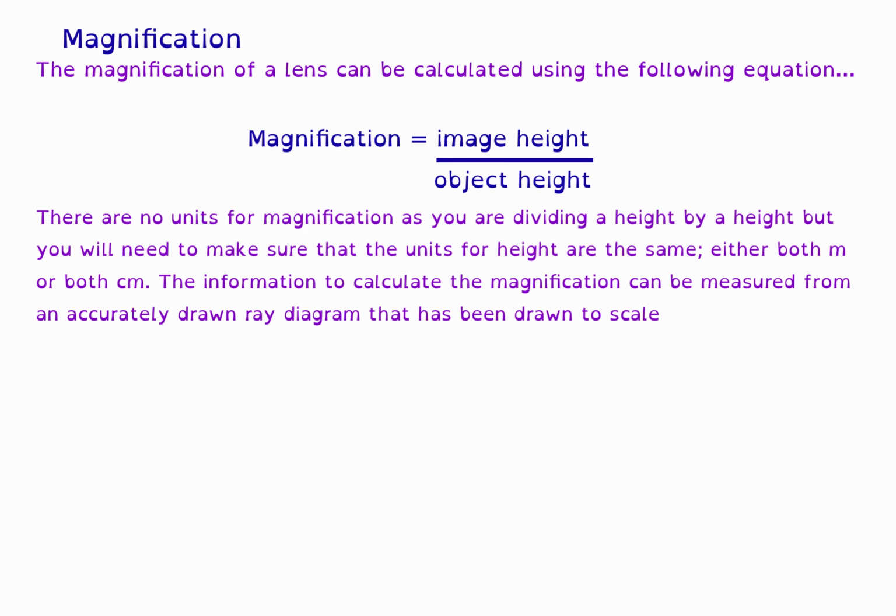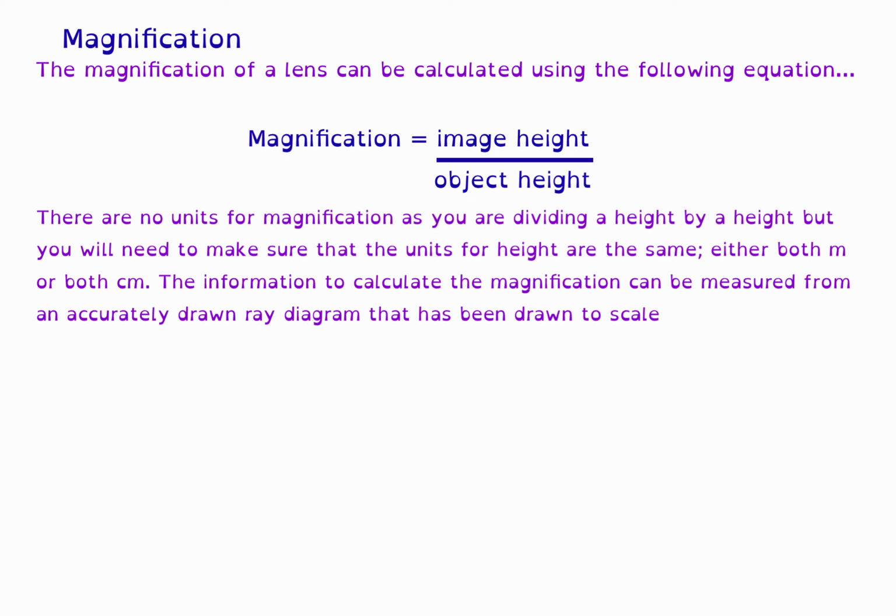The magnification of a lens can be calculated using the following equation. Magnification equals image height divided by the object height. There are no units for magnification as you are dividing height by height, but you will need to make sure that the units for height are the same, either both metres or both centimetres.